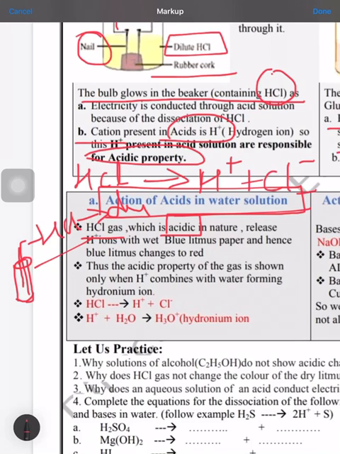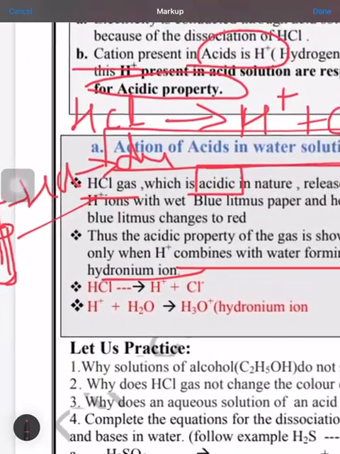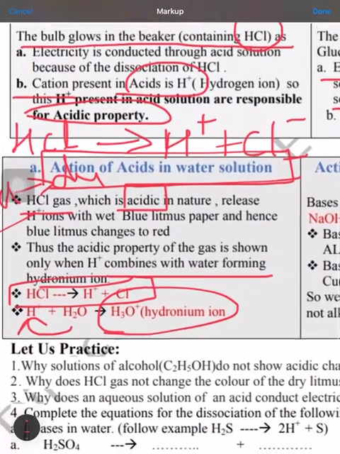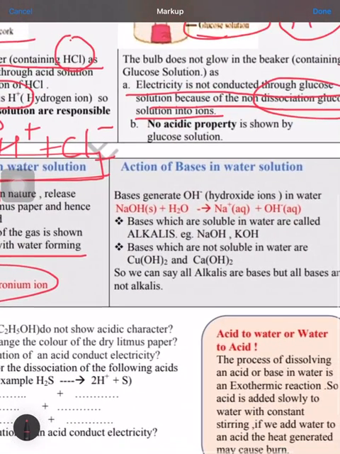So the HCl gas shows acidic property because the H+ combines with water, forming a hydronium ion. Why does the dissociation occur? You can say this is the cation and H+. This H+ which is released combines with the water molecule and forms the H3O+ ion, the hydronium ion. Now, what is the action of bases in water solution?